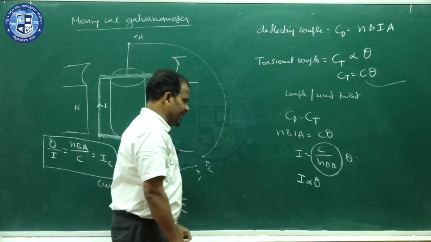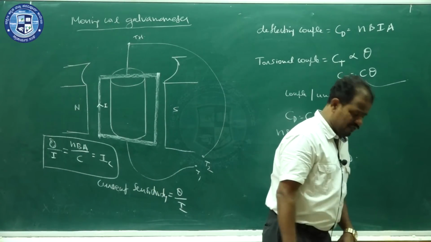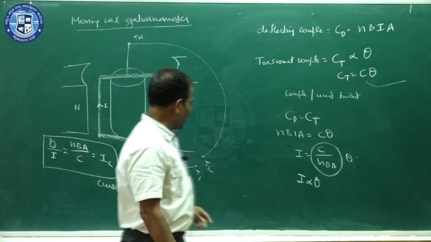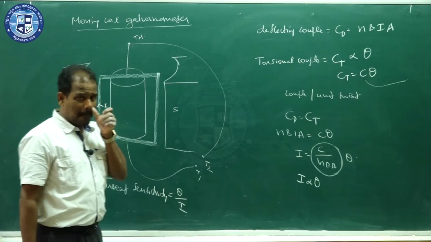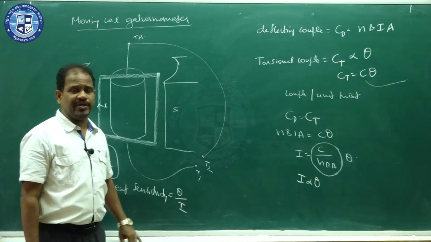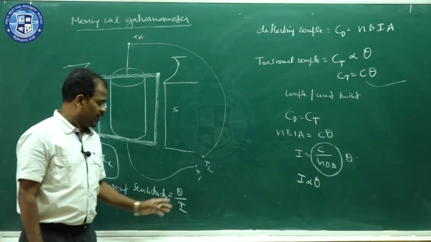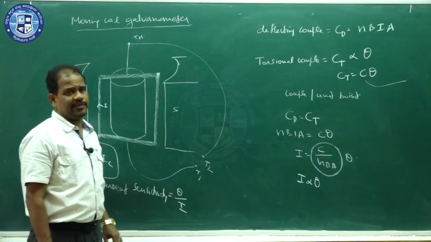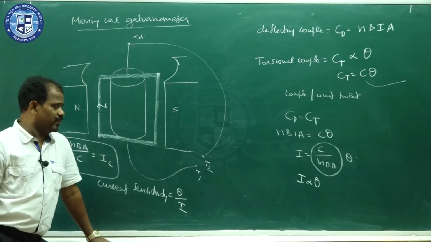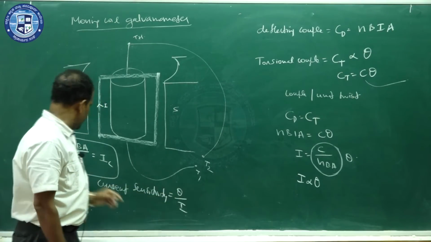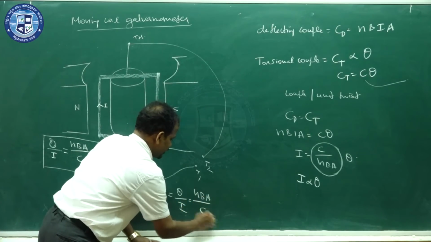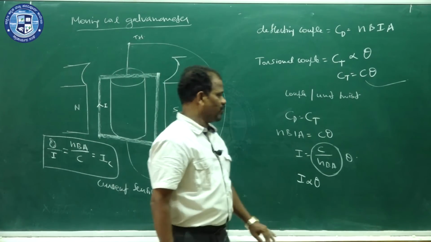Therefore, current sensitivity is the ratio of deflection produced per unit current, theta by I. Or we can also call it the deflection produced when you pass unit current, or the ratio of the deflection produced per current. That is called current sensitivity. If you want to increase the current sensitivity, what should you do? Because theta by I is also equal to NBA by C.